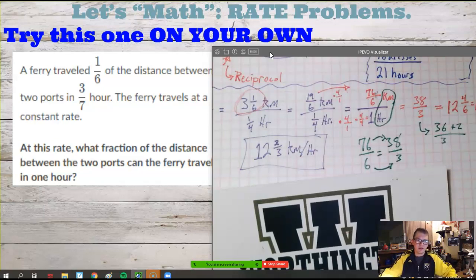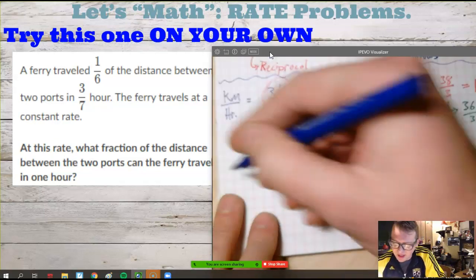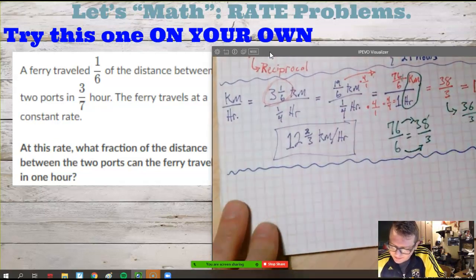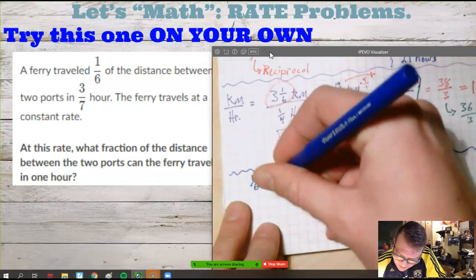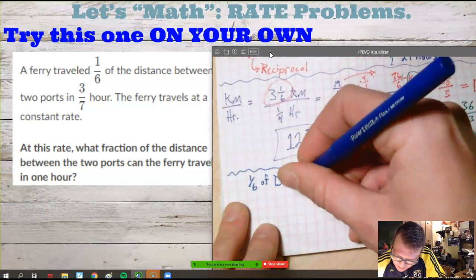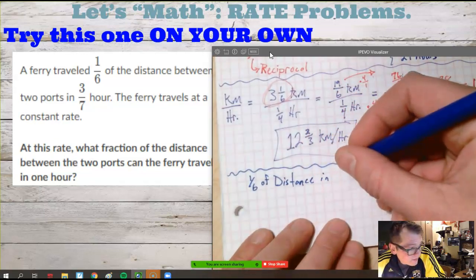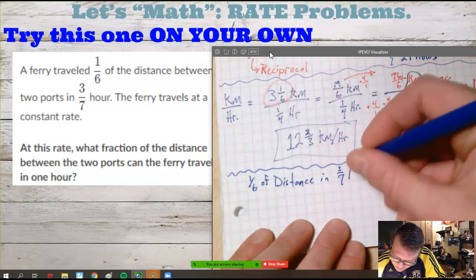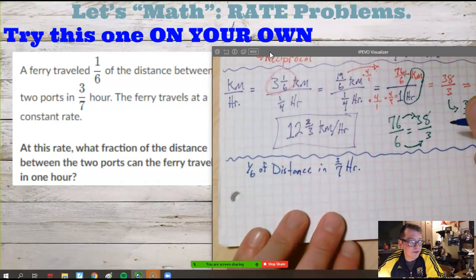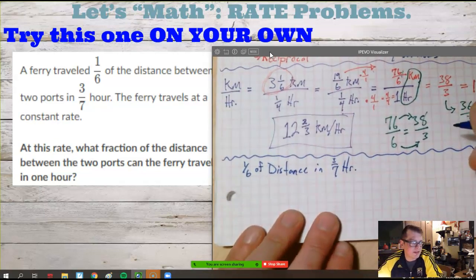Now, this one's weird, and this is why I wanted to wrap up this part of the conversation with this problem. It tells us the ferry traveled 1/6 of the distance between the ports. They're not giving us miles or kilometers or anything like that. They give us 1/6 of the distance. In how long of time? Yes, 3/7 of an hour. So the first thing we should have written down is 1/6 of the distance in 3/7 of an hour.